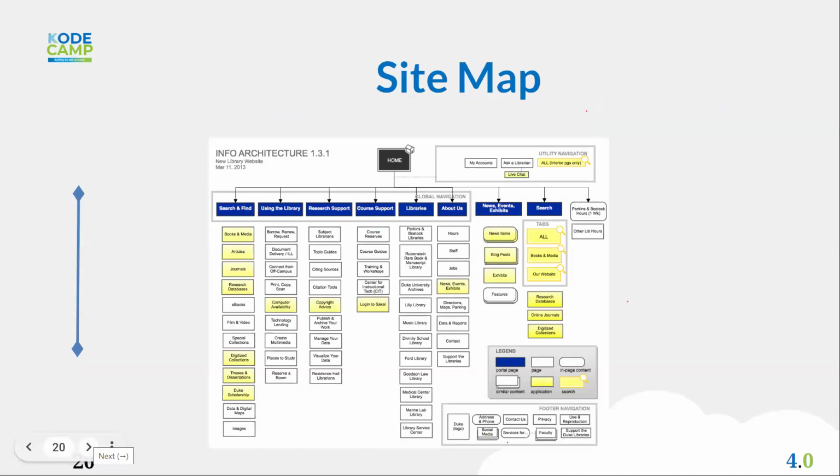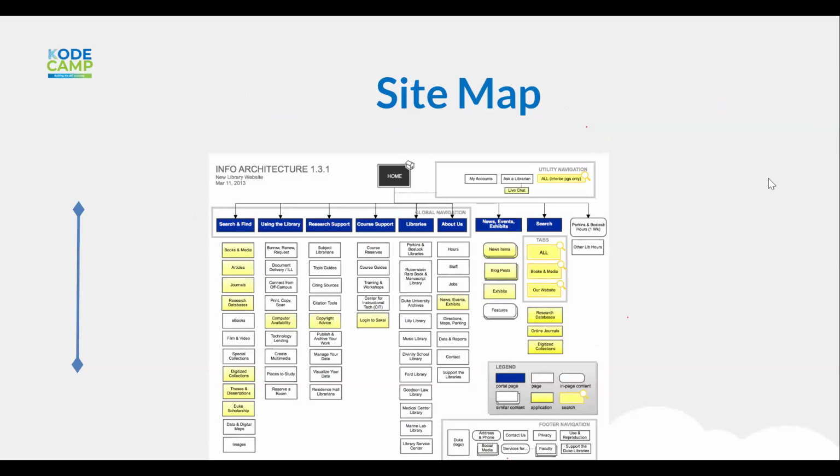So this is a sitemap. A sitemap helps to arrange your content in an important manner. This is a library sitemap. On the home, we're able to search. We're able to see, using the library, search support, course support, libraries, about, news, events, and all that.